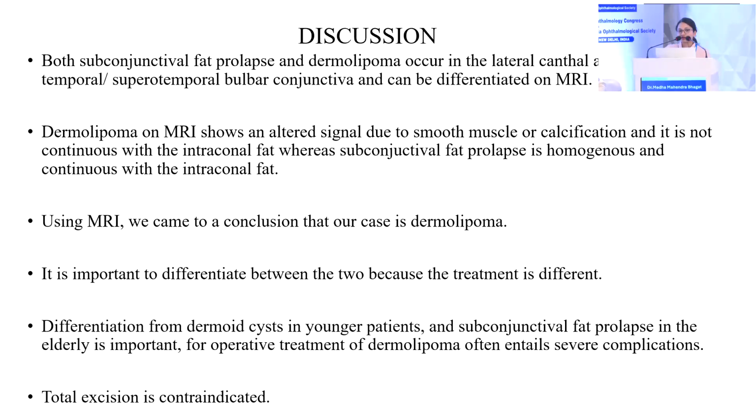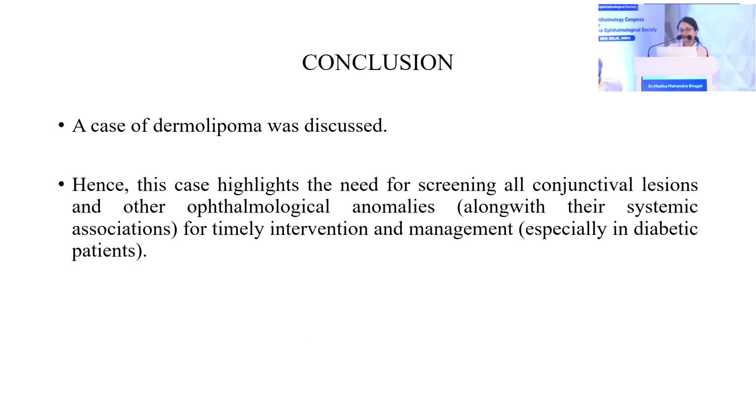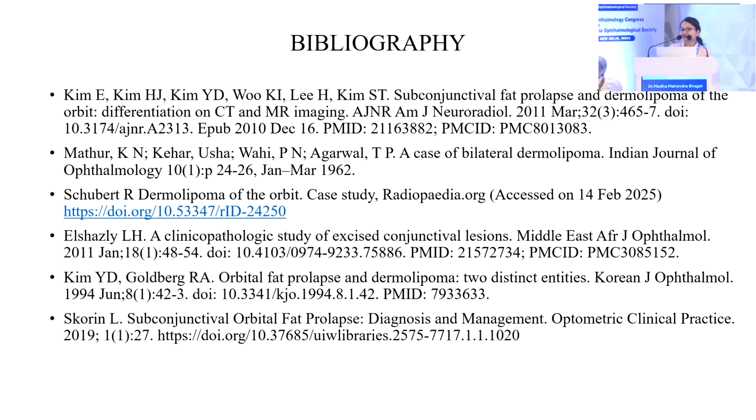So basically, we need to differentiate between the two because their location and the presentation is quite similar, but we can differentiate on the basis of magnetic resonance imaging. So in our case, it was dermolipoma, because the treatment of both is different and we need to accordingly identify the same. Total excision is contraindicated in the case of dermolipoma. So basically, we need to identify all the conjunctival lesions and other ophthalmologic anomalies, especially in diabetic patients, and these are my references.